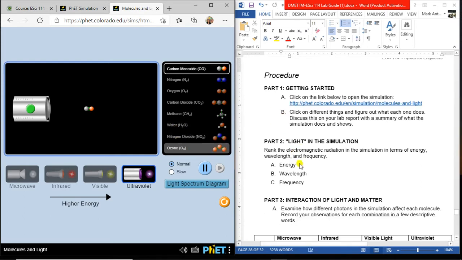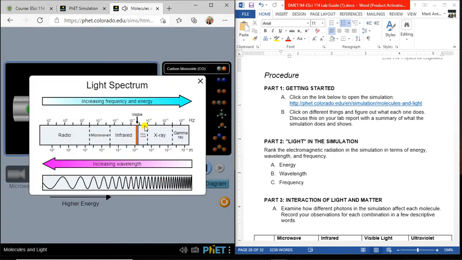Okay, so for part 2, light in the simulation. So rank the electromagnetic radiation in the simulation in terms of energy, wavelength, and frequency. So energy, since upat naman ta diri and I think maka-access ta sa light spectrum diagram, gi-show diri ang increasing frequency and energy sa ato ang light spectrum.